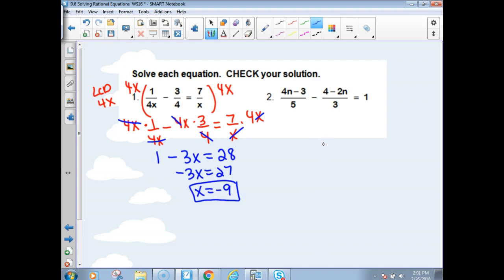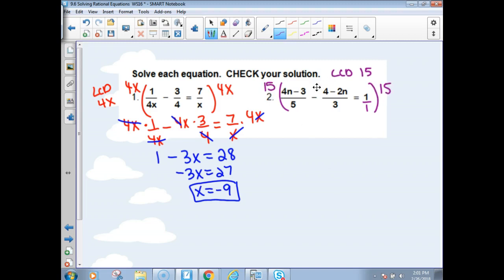On number 2, this is much like or similar to the example I went over initially. The denominators are 5, 3, and 1, if you will, 1 over 1. 5 times 3 would be my LCD, so it's 15. So I need to multiply the entire equation by 15.